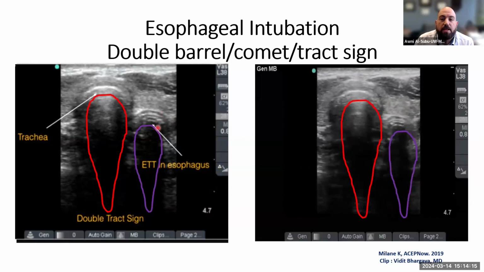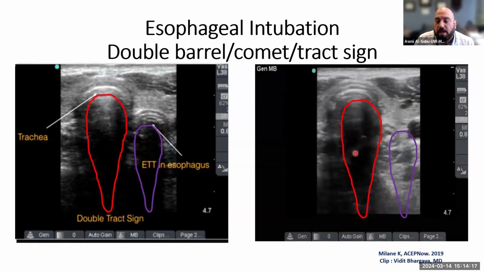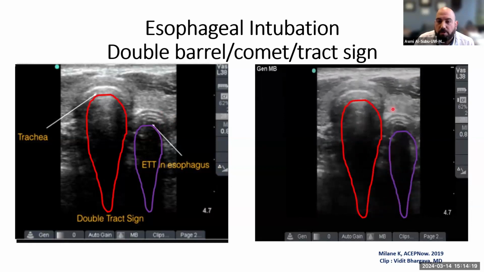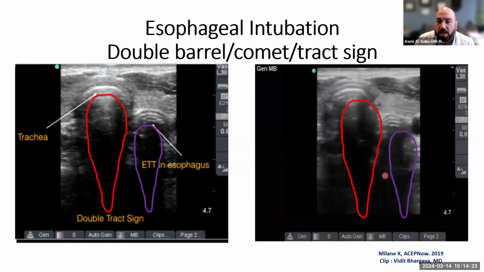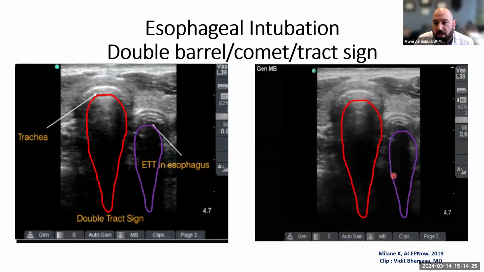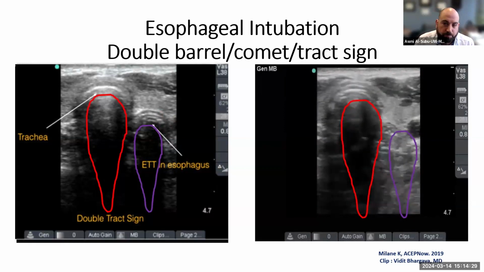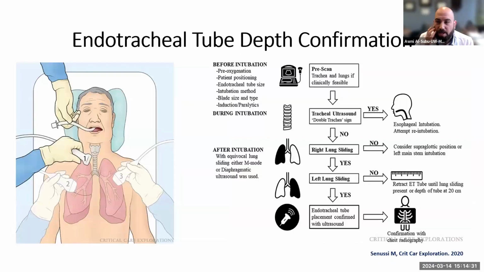artifact sign. And on the right side, you can see a dynamic one again, where a breathing tube was in the esophagus and then got removed. And you see that there was this double sign, the double barrel sign, and then it disappeared. So now we had all these good findings that we can use at the suprasternal notch.